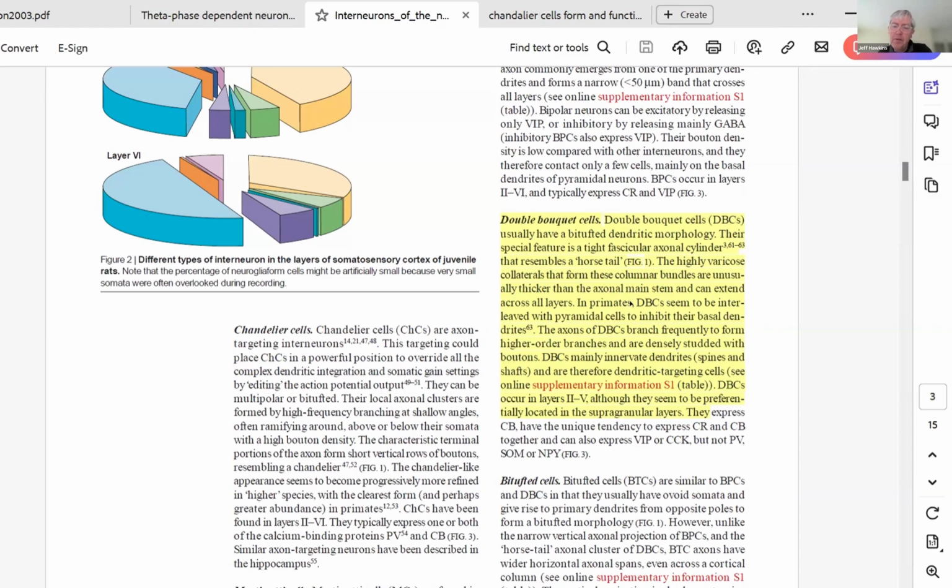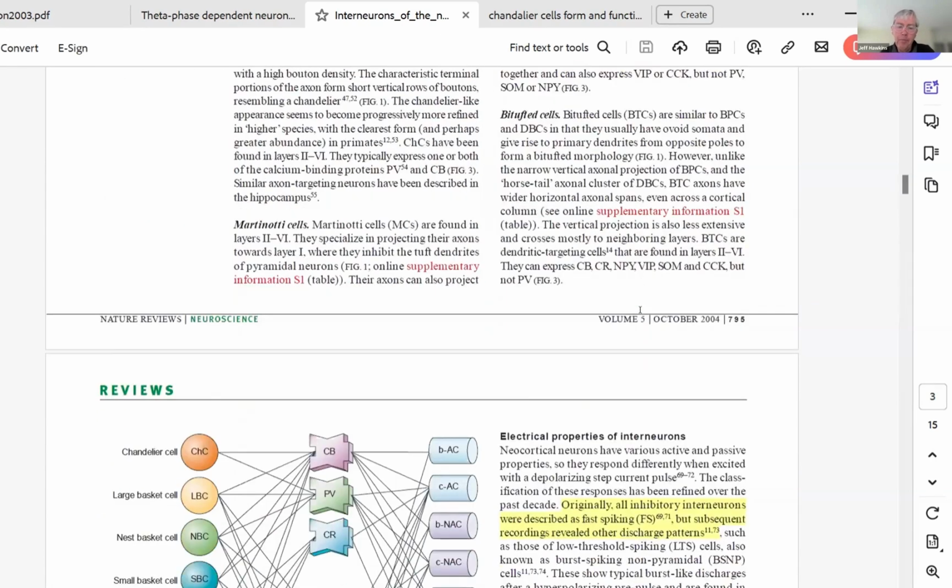They talk about some of the details of it. And it says they're interleaved with pyramidal cells and inhibit their basal dendrites. Okay. Anyway, this is just language to describe what the cells look like.